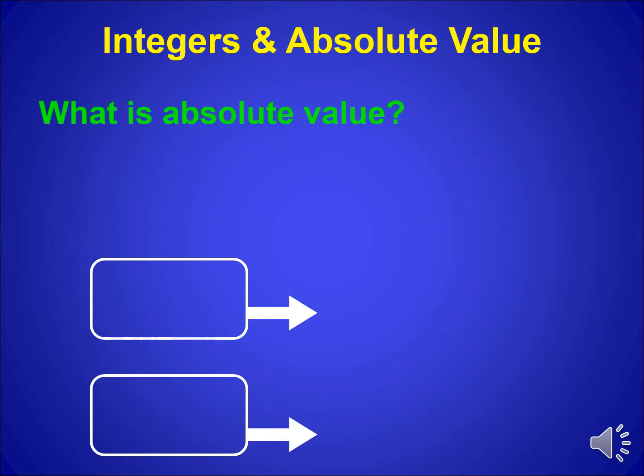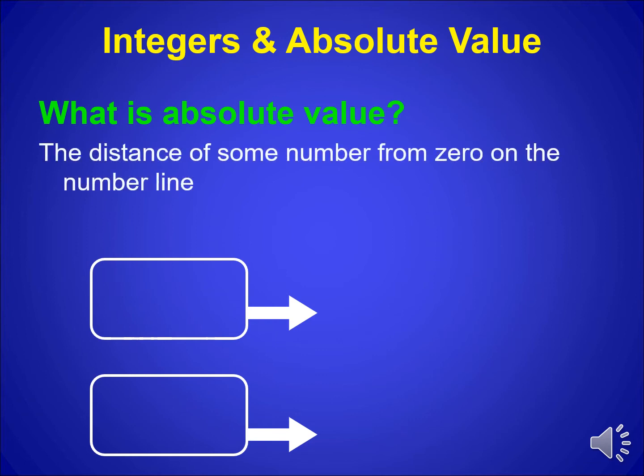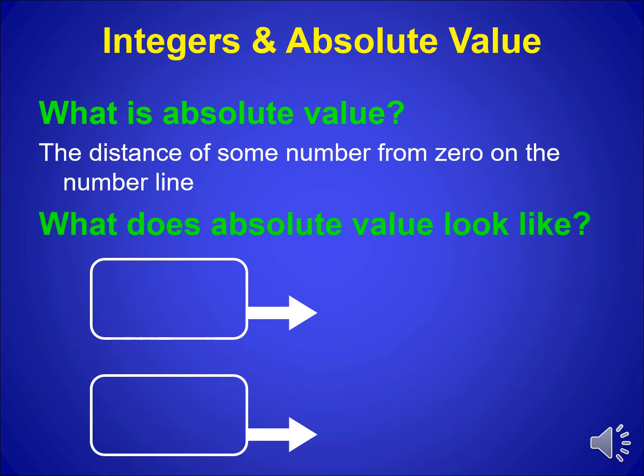What is the absolute value and what is the opposite or inverse number? The absolute value means the distance of some number from 0 on the number line. The distance of some number from 0 on the number line. What does absolute value look like?